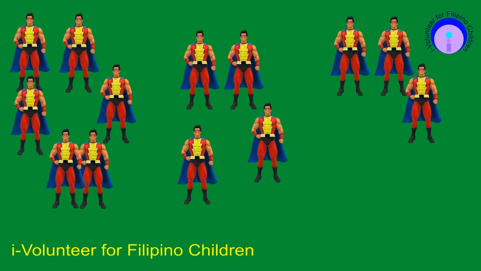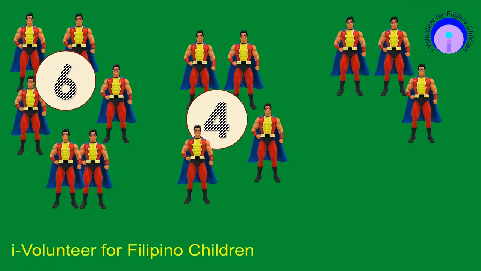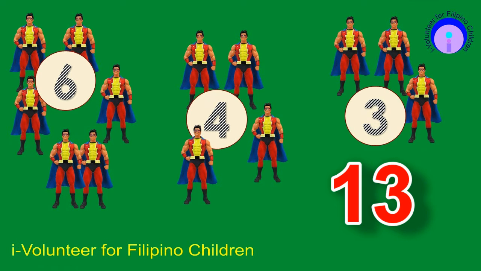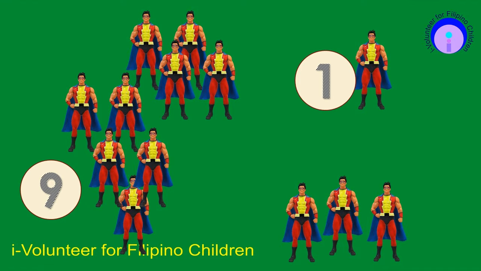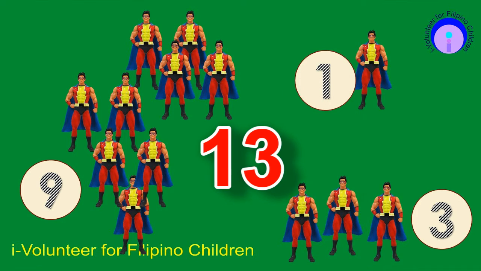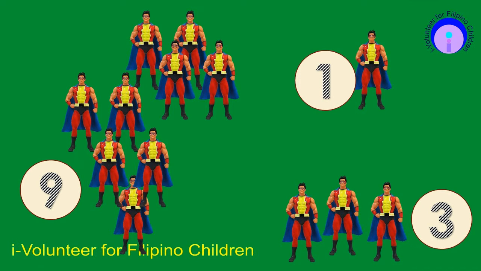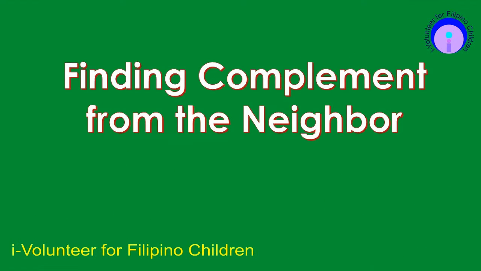How about this example? How many people are there? The total number of people is 13. How about this example? Can you guess how many people are there? 9 is partnered with 1. And the total number of people is 13. Now let's have more examples.